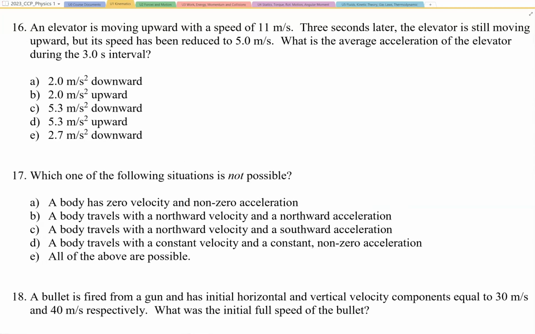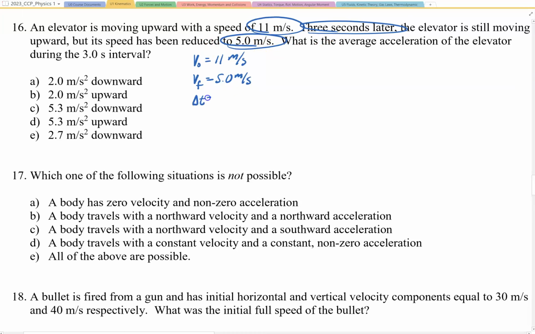So we're going to start with number 16 here. We have an elevator that's moving upward with a speed of 11 meters per second. So I'm going to call that my initial velocity. 3 seconds later, the elevator is still moving upward, but its speed has been reduced to 5.0 meters per second. So we've got an initial velocity, a final velocity, and a change in time of 3 seconds, and they go on later to call it 3.0 seconds. Our job is to find the average acceleration of the elevator.